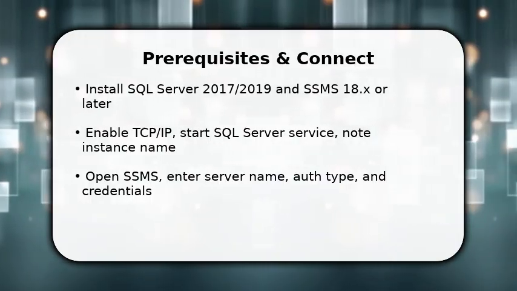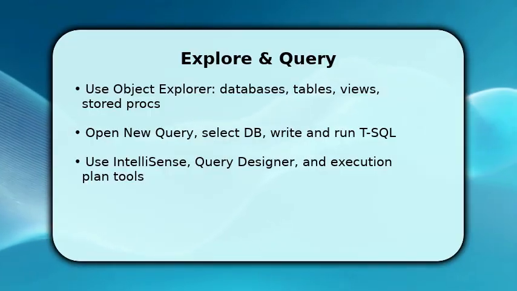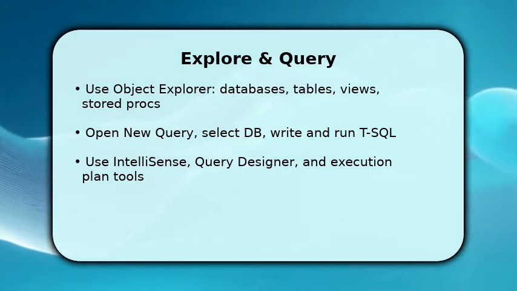Once connected, explore the server structure to understand what you'll change and why. Navigate Object Explorer to inspect databases, schemas, tables, and stored procedures so you can target the right objects. Open a new query window, choose the correct database from the drop-down, and write TSQL. Use IntelliSense and snippets to speed typing.